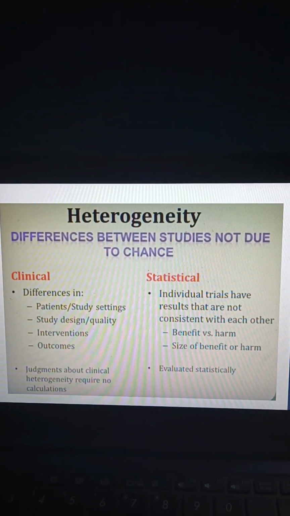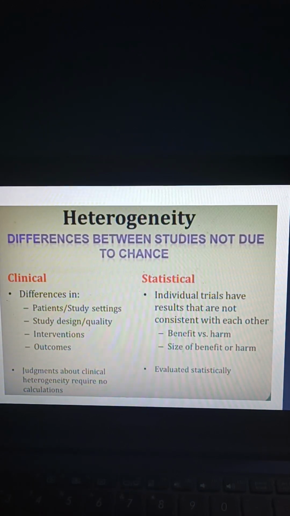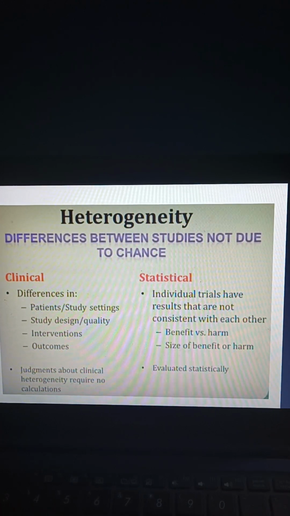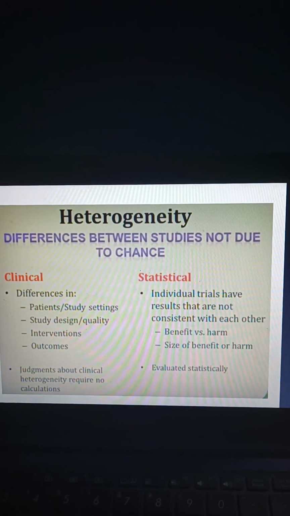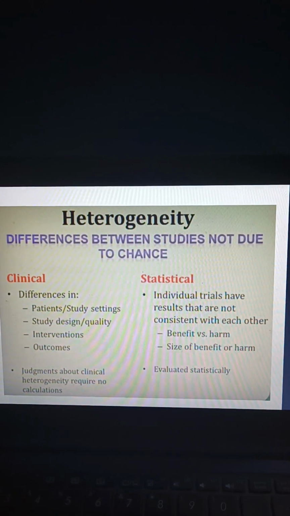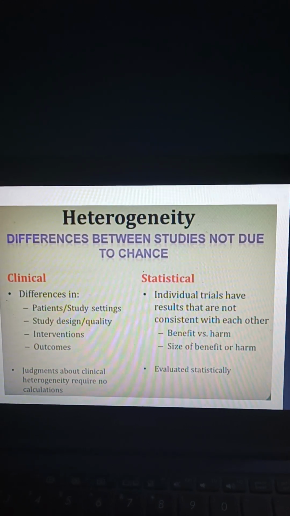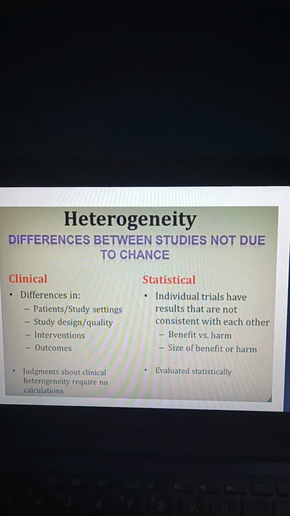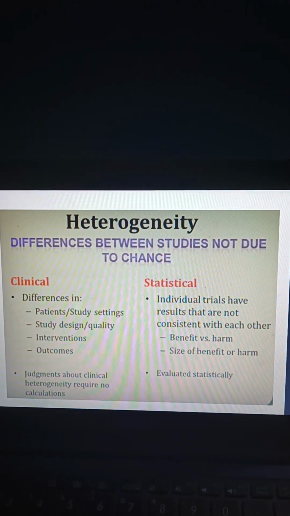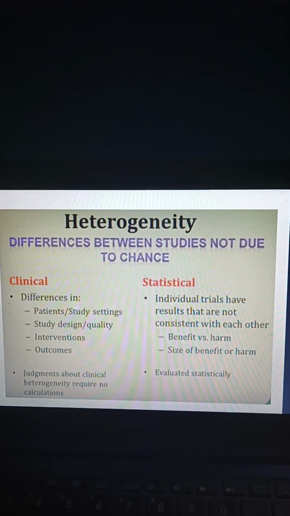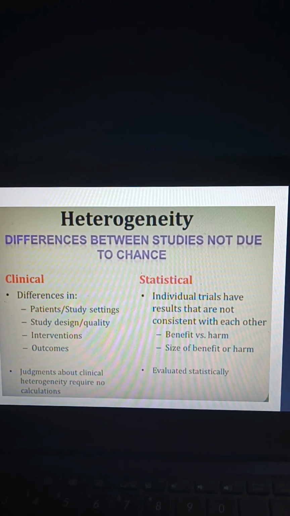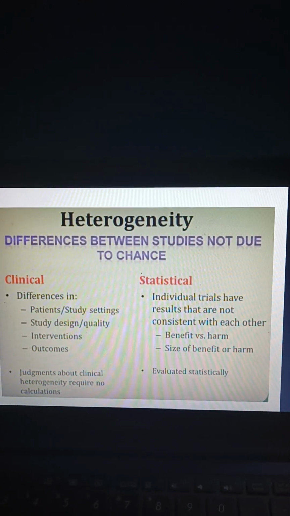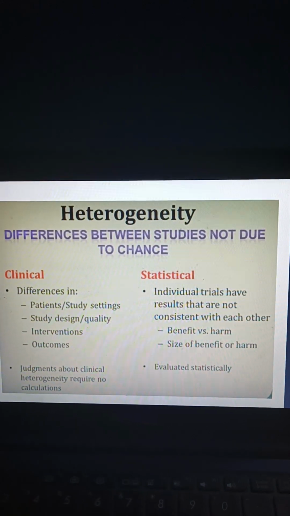Coming to heterogeneity: differences between studies not due to chance, and it can be clinical or statistical. Clinical means differences in patients, study settings, study design, quality, interventions and outcomes, and judgments about clinical heterogeneity require no calculations. In statistical heterogeneity, individual trials have results that are not consistent with each other. Benefit versus harms, and the size of benefit or harm, is evaluated statistically.